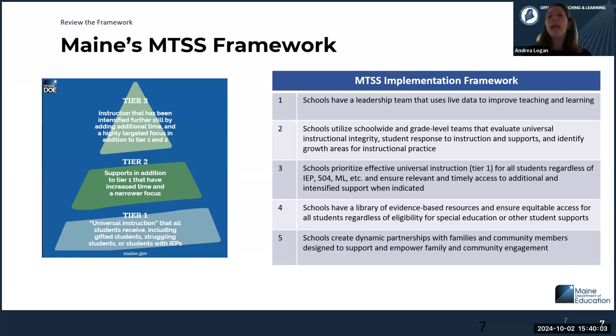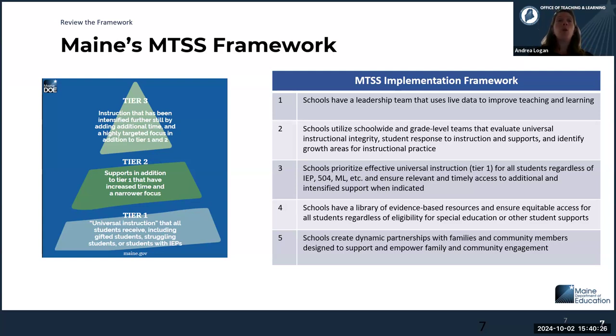Number two is that schools utilize grade level teams as well as their school-wide level team to elevate universal instructional integrity. They're monitoring student response to instruction and supports, and they're identifying growth areas for their instructional practice. Now, grade level teams are a critical component of a school-wide MTSS.